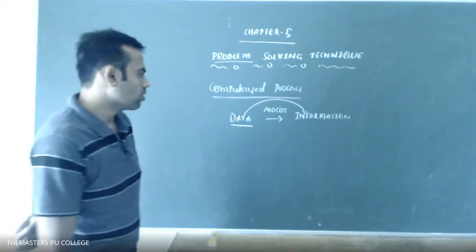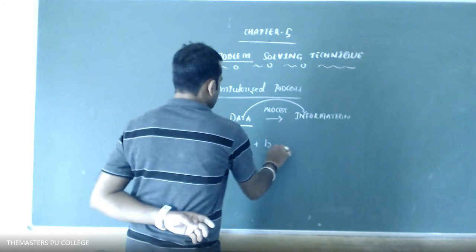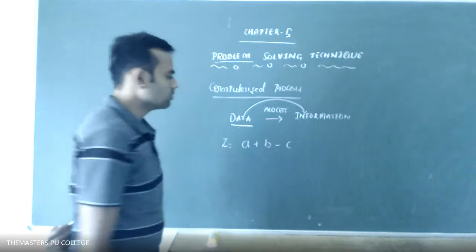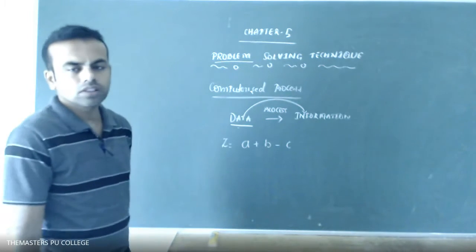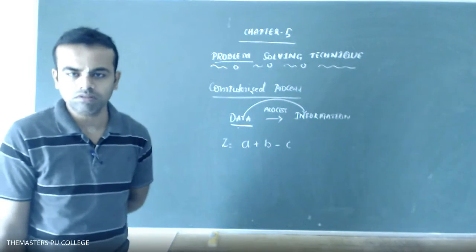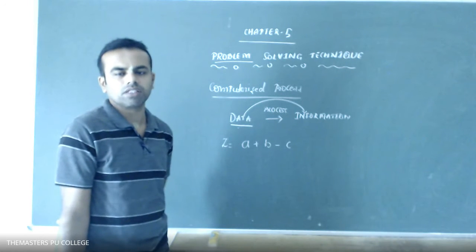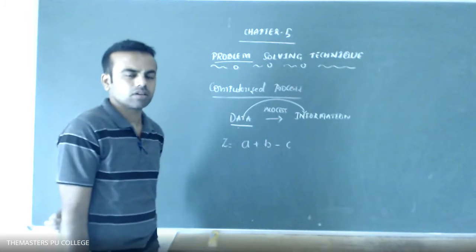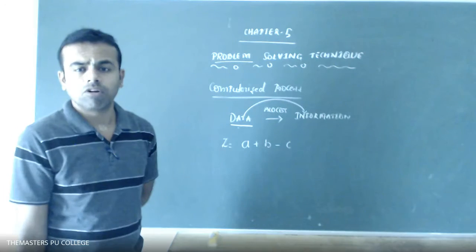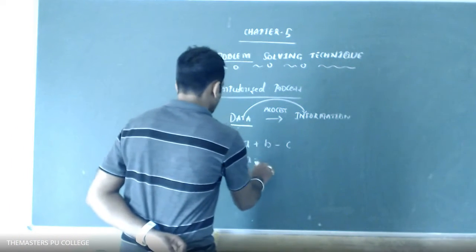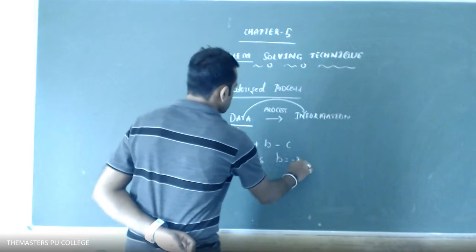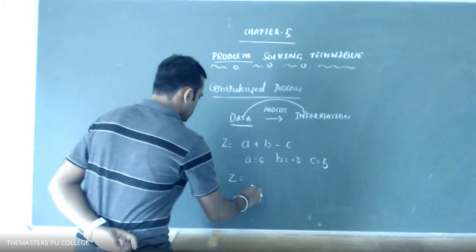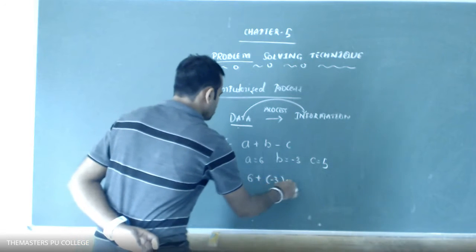One example I'll give. Consider A plus B minus C, which will be stored in another variable called Z. What is this I have written here? A plus B minus C. It's a problem. Mathematically, what do we call it? An arithmetical expression, and we should have some values for it. A is equal to 6, B is equal to minus 3, and C is equal to 5. Then what is the value of Z? You substitute the values. Minus 2, sir.